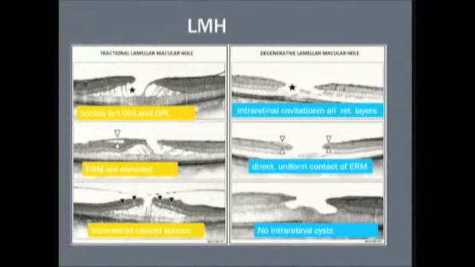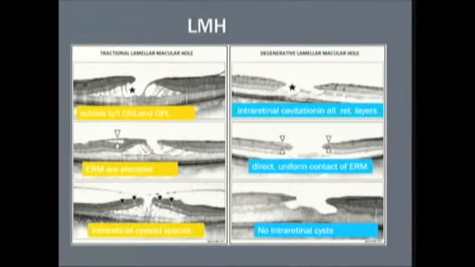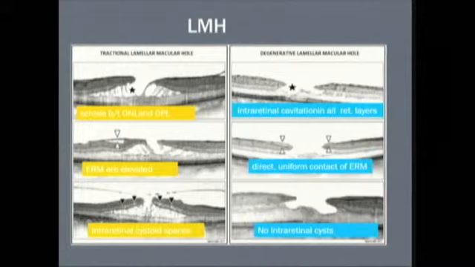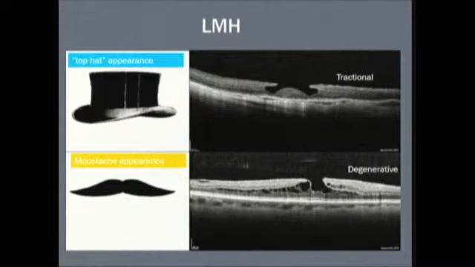While in the degenerative type, intraretinal, it's cavitation. There is a loss of retinal tissue. And the epiretinal membrane is in contact with the retina, and it's not causing traction on the retina. And there is no intraretinal cyst, which is present in tractional lamellar hole. In the tractional type, you see a top hat appearance. You can see here it's an ellipsoid shape, but in the degenerative type, it's a mustache-like appearance.